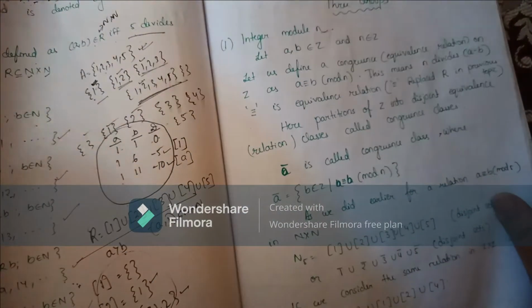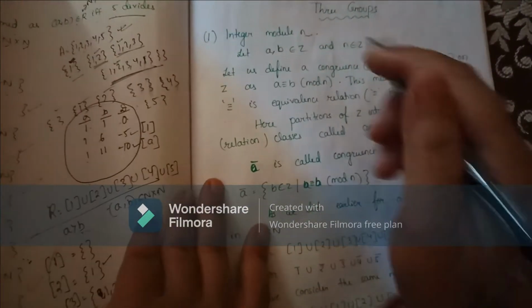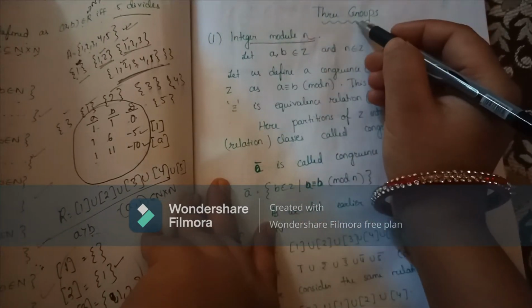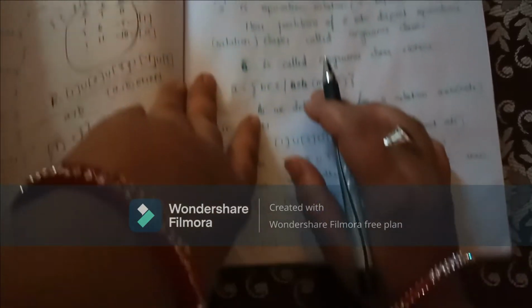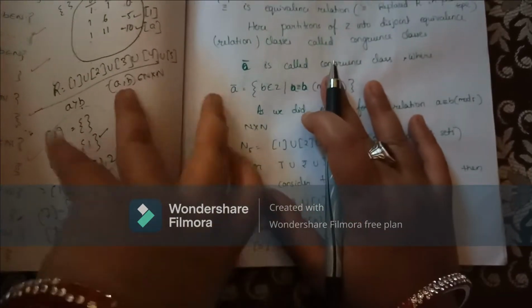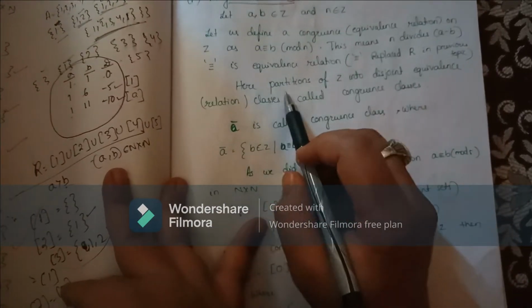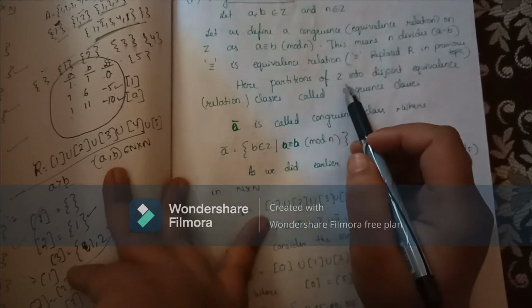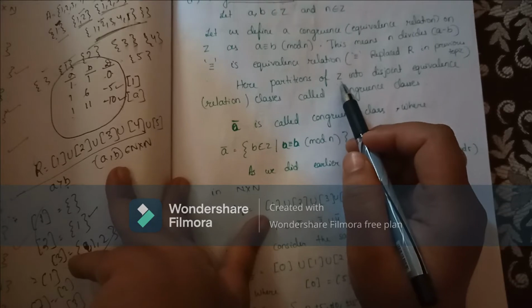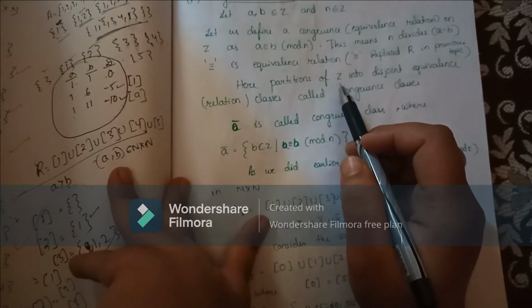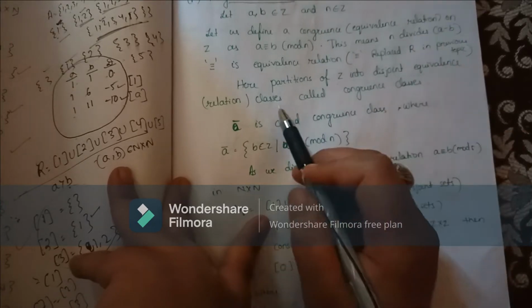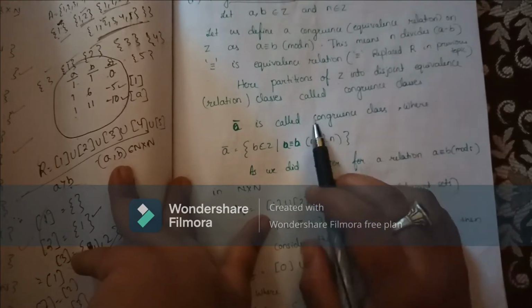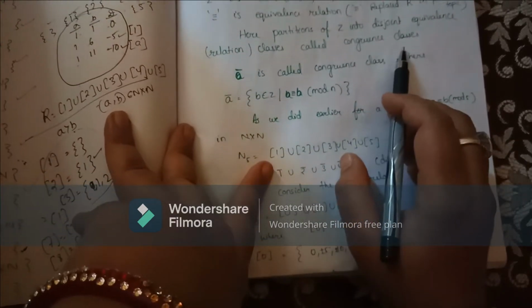So now, okay, integer modulo n is a kind of group. I already told you that 3 kinds of groups are there. This is the first kind, and we already discussed this. Okay, so here, partitions of Z. You understood what we mean by partitions? Partitions means dividing the set into some disjoint equivalence classes, called congruence classes. Those equivalence classes are also known as congruence classes.